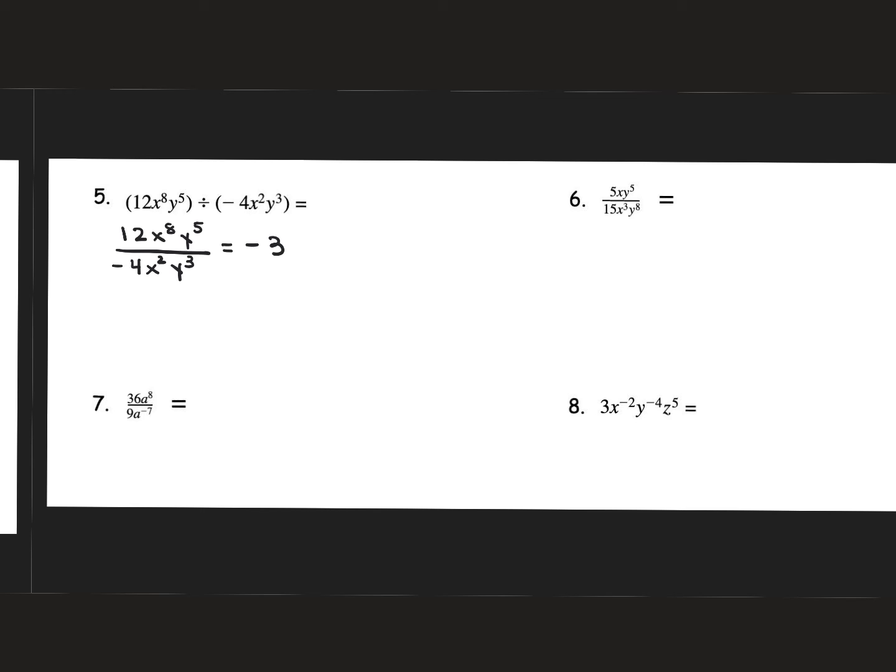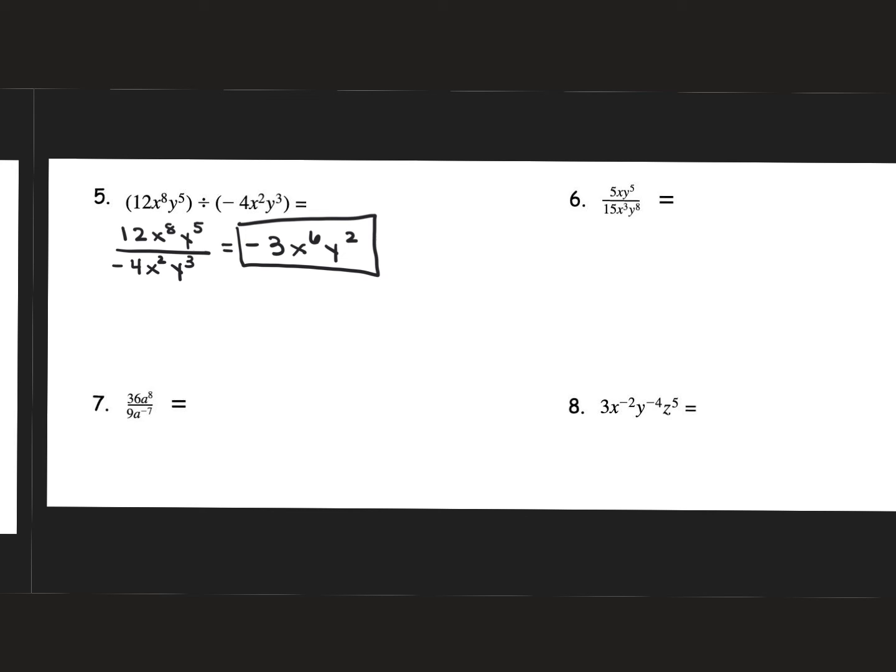All right. I have x to the 8th divided by x to the 2nd. Remember, I'm subtracting those, so I have 8 minus 2, which is going to give me x to the 6th. And then I have y to the 5th divided by y cubed. I have 5 minus 3, which is going to give me y squared.